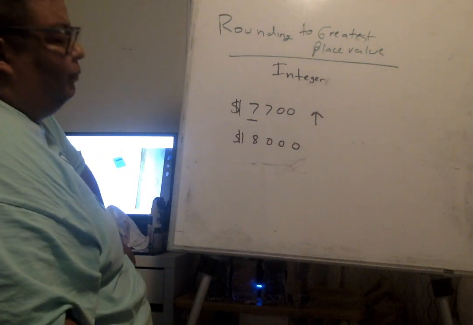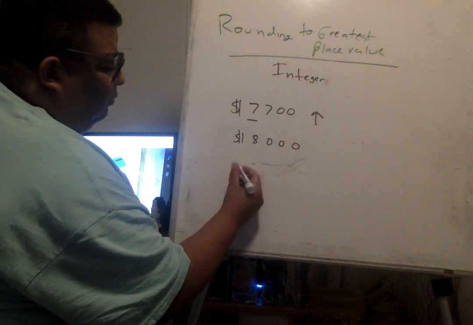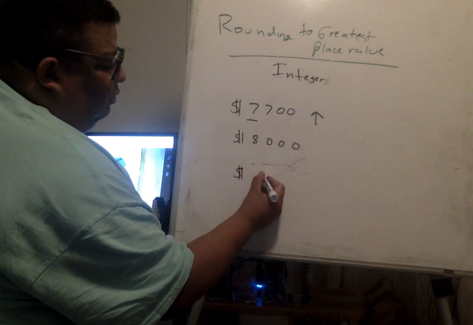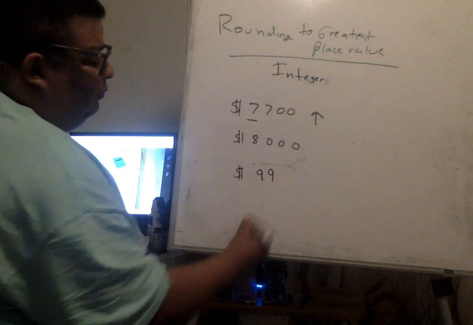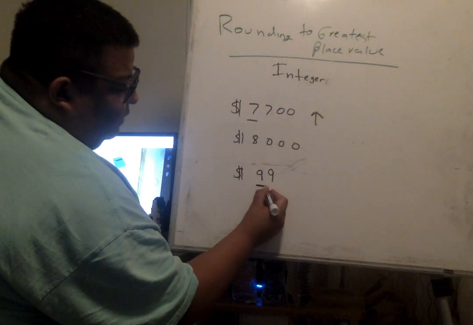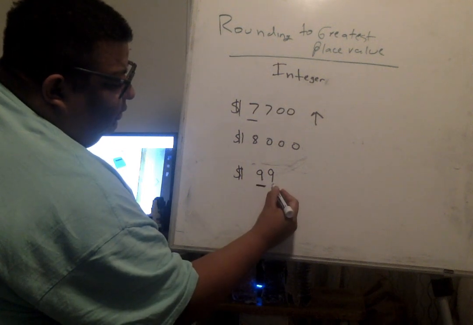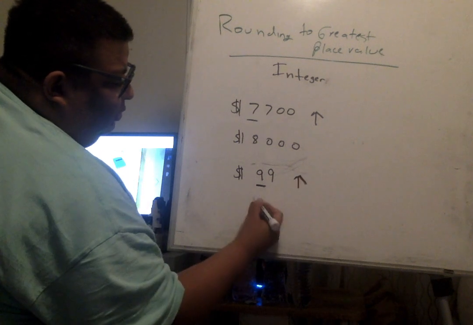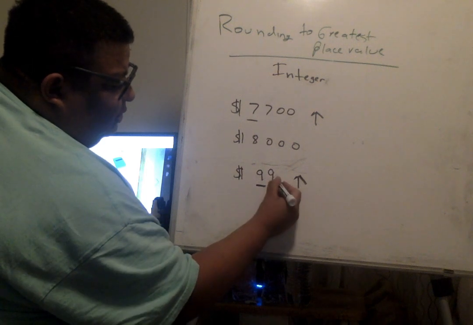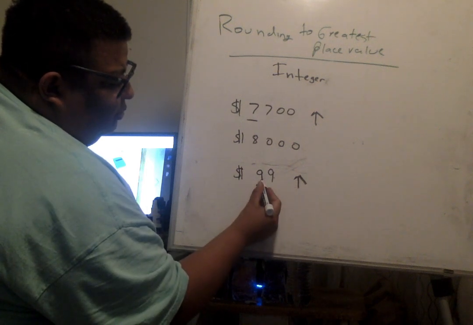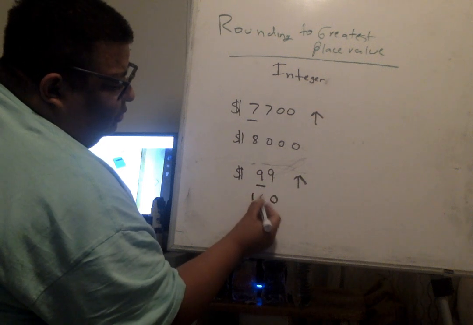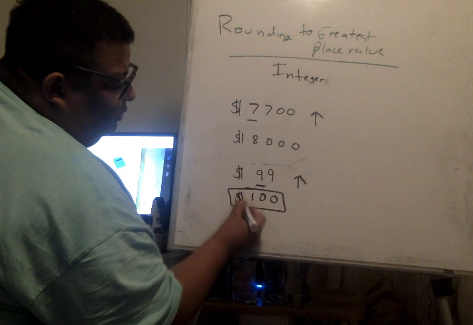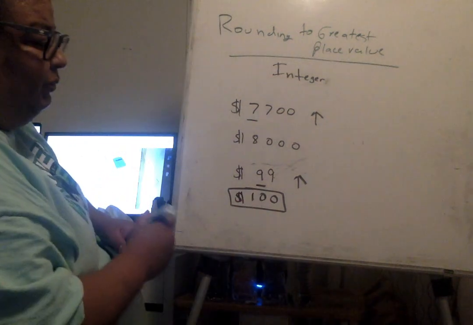One more, 99. What's the greatest place value? It's 9. You look at the next digit. Is 9 5 or greater than 5? Yes. So you move up. Notice you're going to put a 0 for this 9, but then the other 9 goes up. So 9 plus 1 is 10. So you have to put 100, and that's your answer. But remember, don't forget the dollar sign. Units are important.